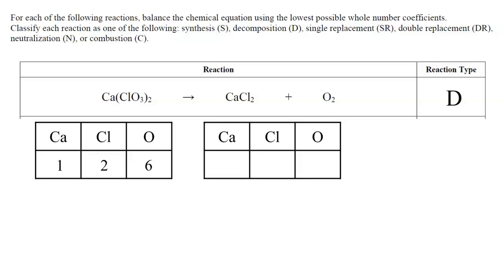So on the right side of the equation, I see 1 calcium, 2 chlorines, and 2 oxygens on the right. So the only element that is not balanced is the oxygen. So if there's 6 oxygens on the left, and I would like to get 6 oxygens on the right, I'm going to put a 3 in front of the O₂. In order to balance the oxygen, that will give me 6 oxygens on the right. Since the calcium and the chlorine are already balanced, that was the only coefficient I needed. So there's 1 calcium, 2 chlorines, and now 6 oxygens on both the left and the right. This equation is balanced, and the coefficients from left to right are 1, 1, and 3.